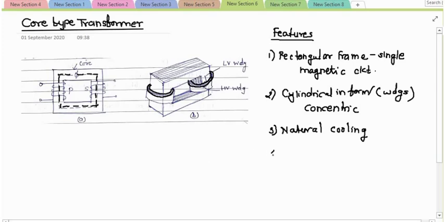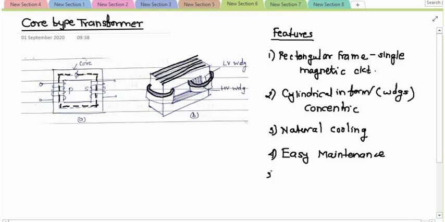Then maintenance is also easy for the core type of transformer. Why is maintenance easy? Because the coil can be withdrawn for repairs just by dismantling the laminations on the top yoke. So if we dismantle the laminations on the top portion of this transformer, then we can provide the maintenance easily. So these are some of the important features of the core type of transformer.